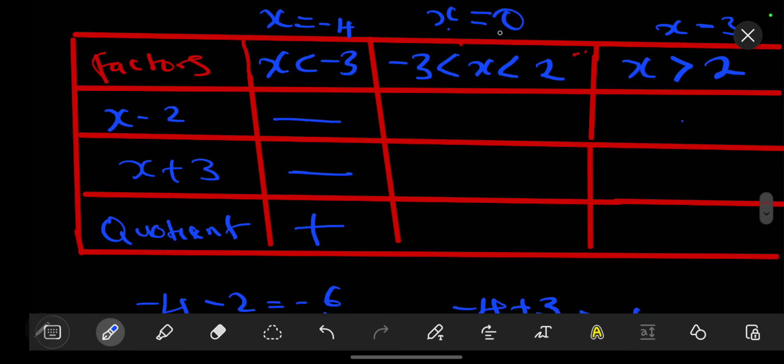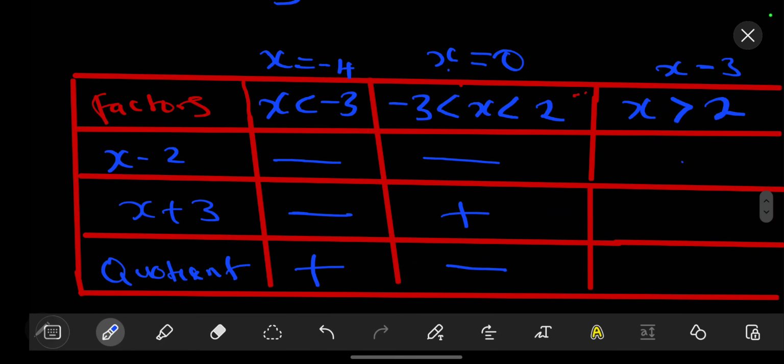Then here, if we put a 0 here, it will be 0 minus 2, which is equal to negative 2. So we are going to put a negative, like that. If we put 0 here, it will be 0 plus 3, which is equal to positive. Negative divided by positive will be equal to a negative if we divide these two.